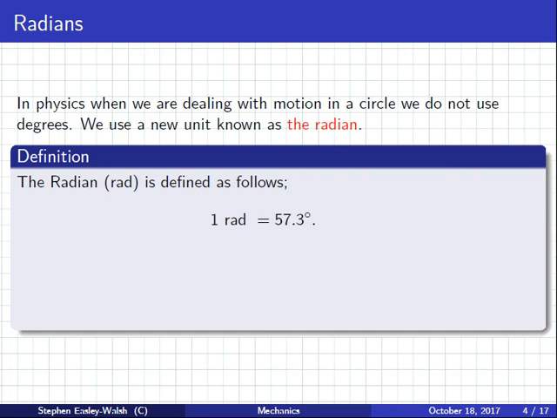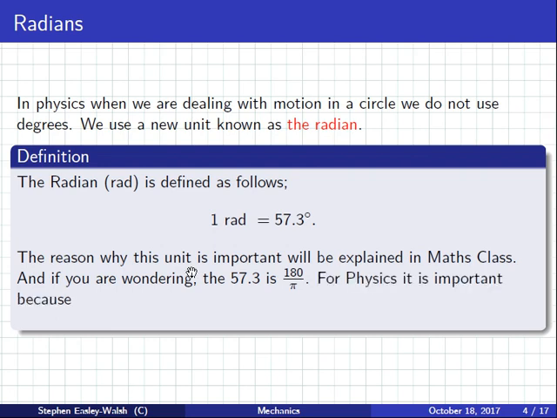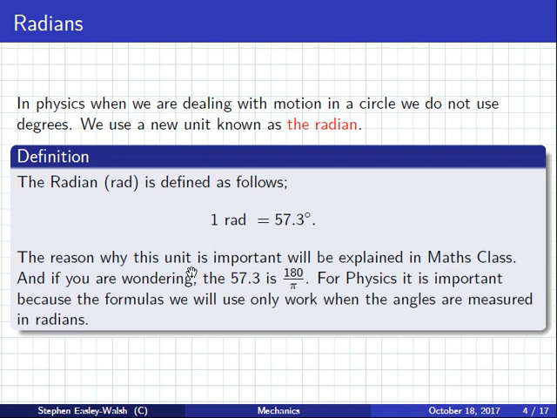Roughly. Trust me. The reason this unit is important will be explained in maths class. If you are wondering where I got the 57.3, it's exactly 180 over pi. For physics, it's important because the formulas we'll use only work when we use radians. So for the lesson today, in all my formulas, the angles must be in radians.